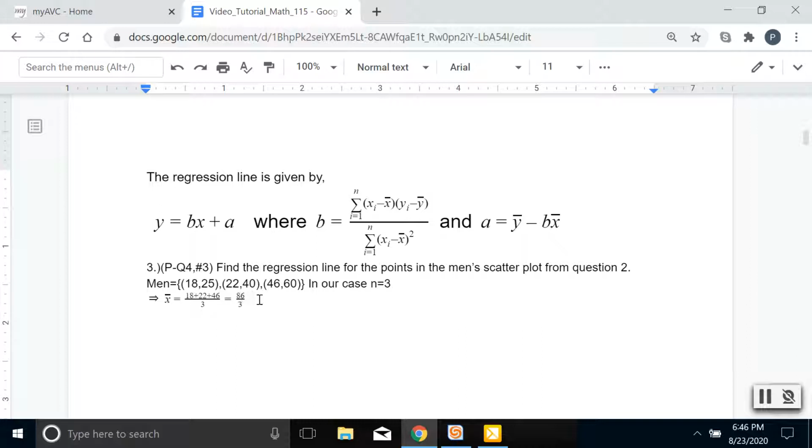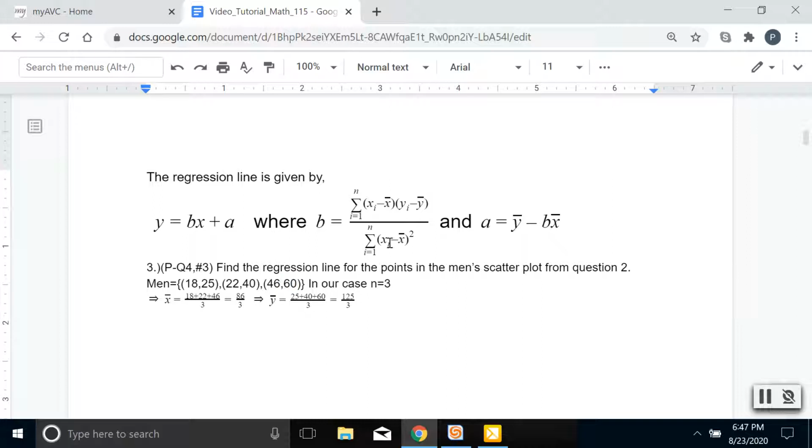Okay, let's do next our y bar. The y bar would be adding up all the y values, so it'd be 25 plus 40 plus 60 divided by 3. So y bar would be 25, plus 40, plus 60, divided by 3. So it'd be 125 over 3.